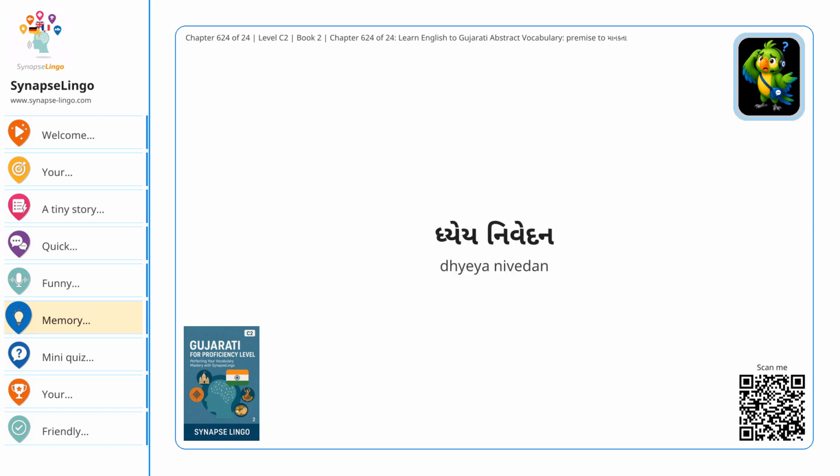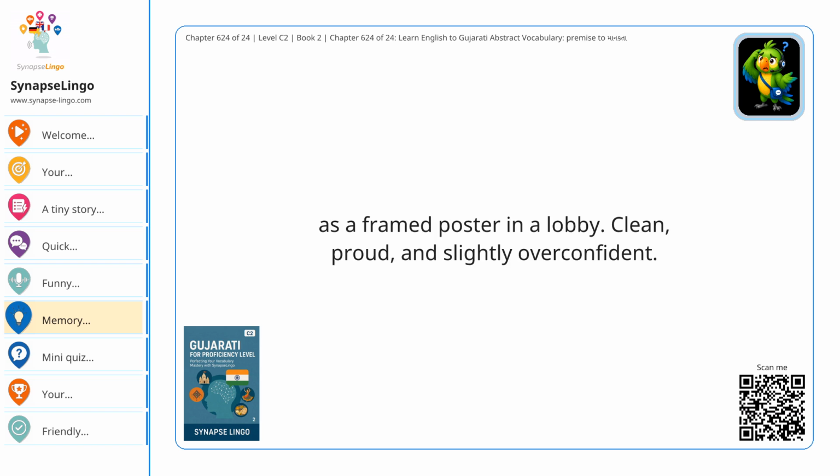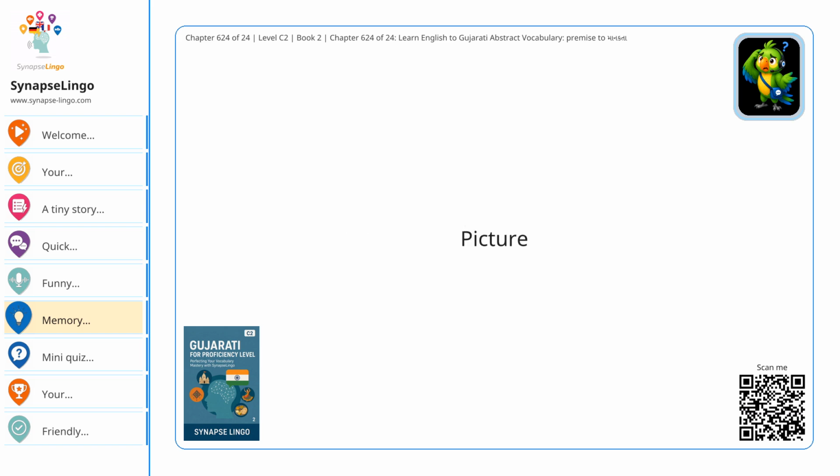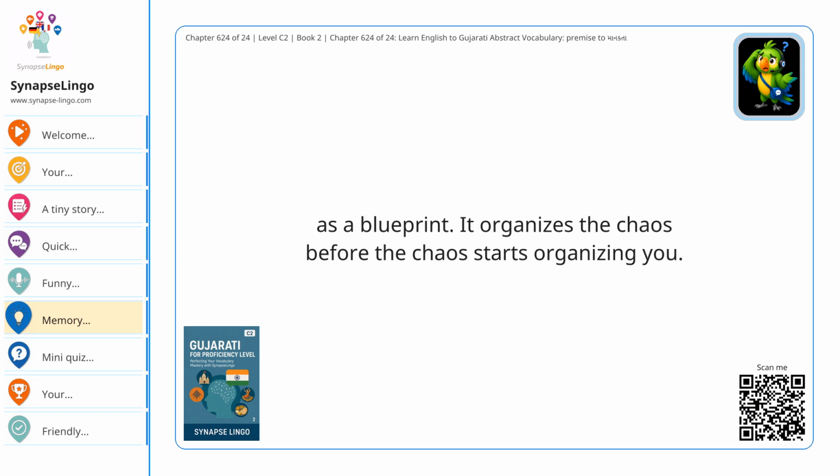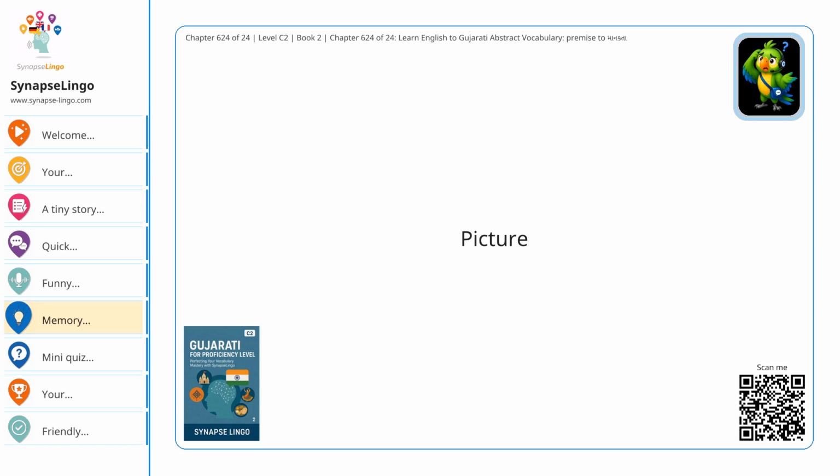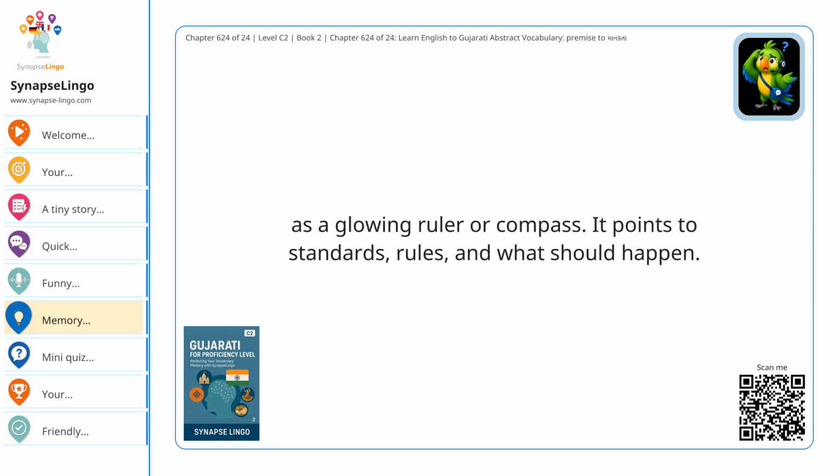Picture ध्येय निवेदन as a framed poster in a lobby. Clean, proud, and slightly overconfident. Picture संदर्भ माळखू as a blueprint. It organizes the chaos before the chaos starts organizing you. Picture मानकता as a glowing ruler or compass. It points to standards, rules, and what should happen.